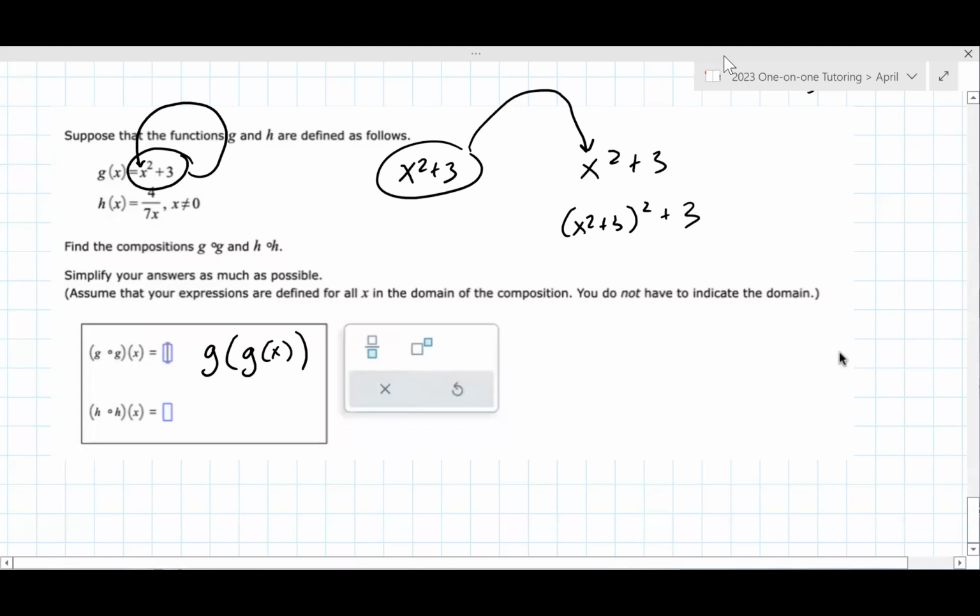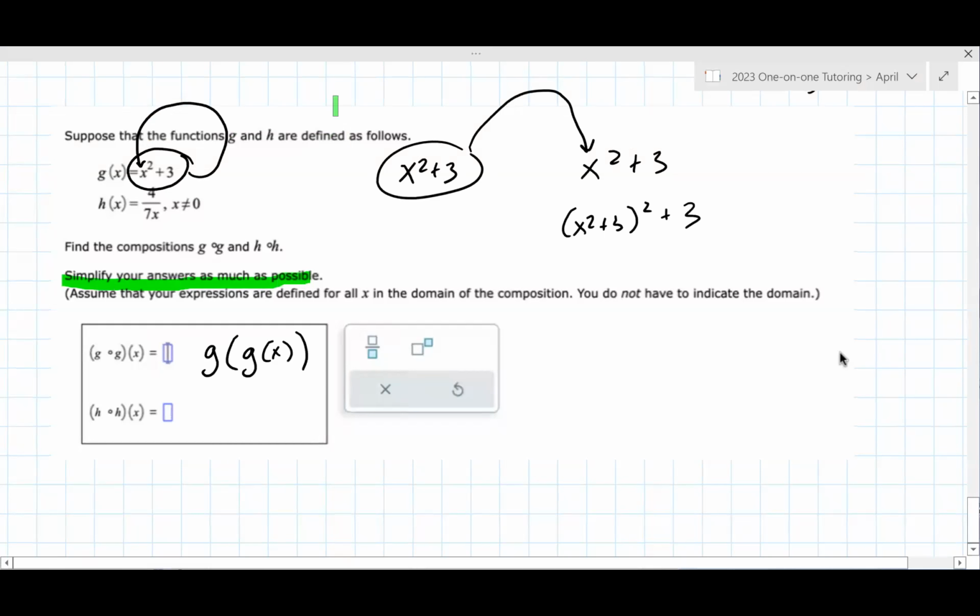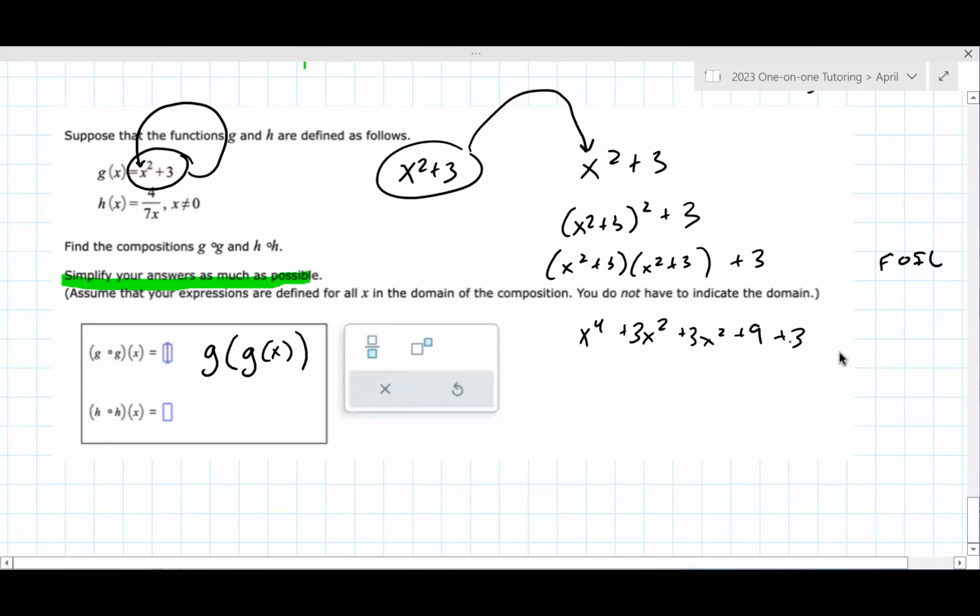It says to simplify your answers as much as possible, which I take to mean you have to expand that binomial. Unfortunately. So make sure you write it out. It's a binomial times a binomial, and then you're going to FOIL. So that's x to the 4th, that's the F, plus 3x squared plus 3x squared plus 9 plus 3. x to the 4th plus 6x squared plus 12. That's your answer for the first one. And thankfully you don't have to do domain and range.